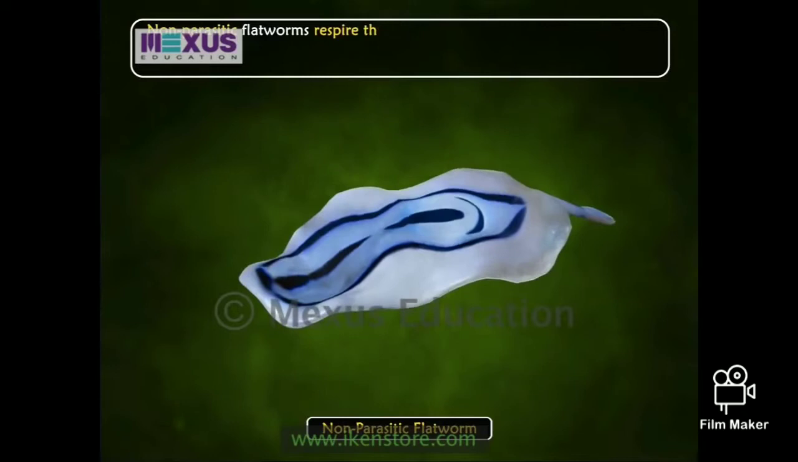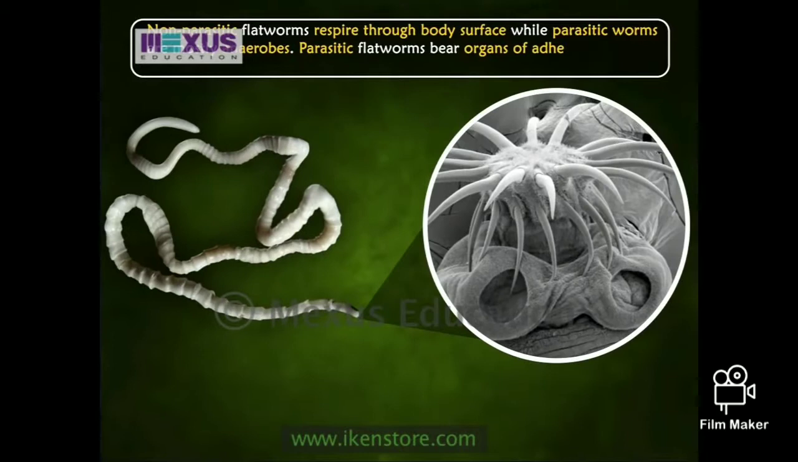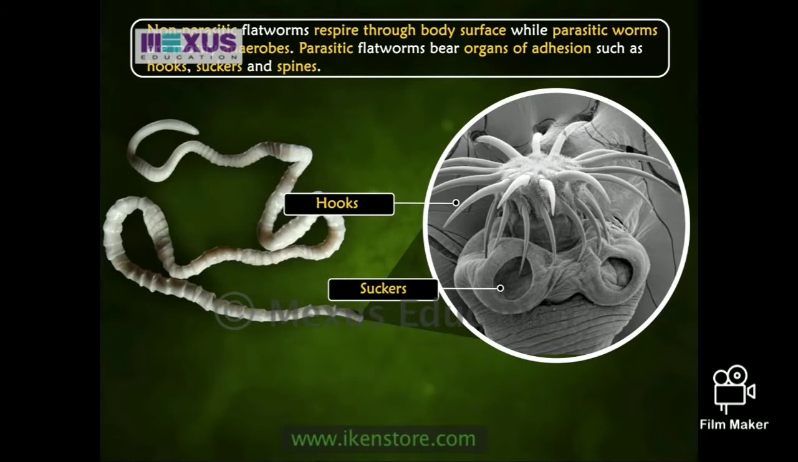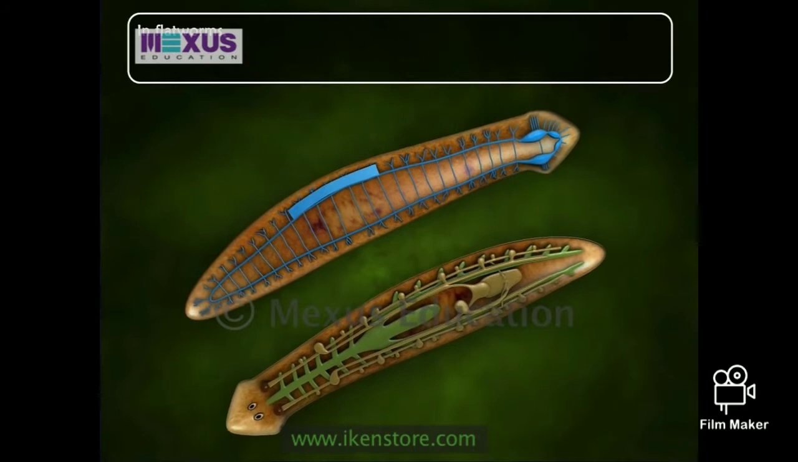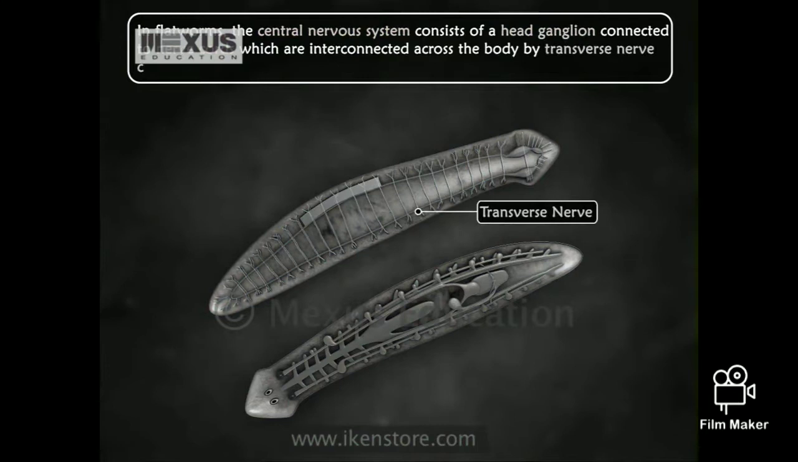Non-parasitic flatworms respire through their body surface, while parasitic worms are mostly anaerobes. Parasitic flatworms bear organs of adhesion, such as hooks, suckers, and spines. In flatworms, the central nervous system consists of a head ganglion connected to nerve cords, which are interconnected across the body by transverse nerve connections.